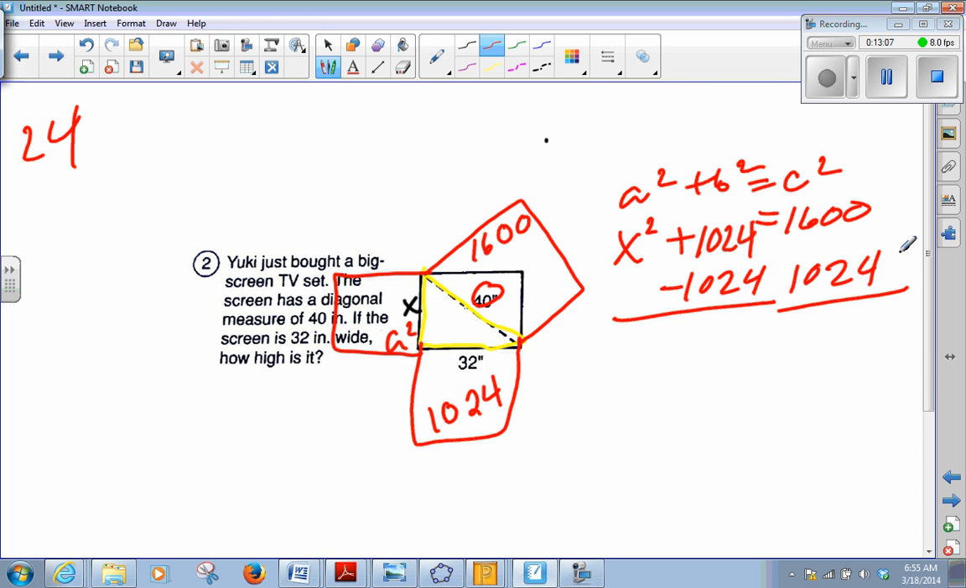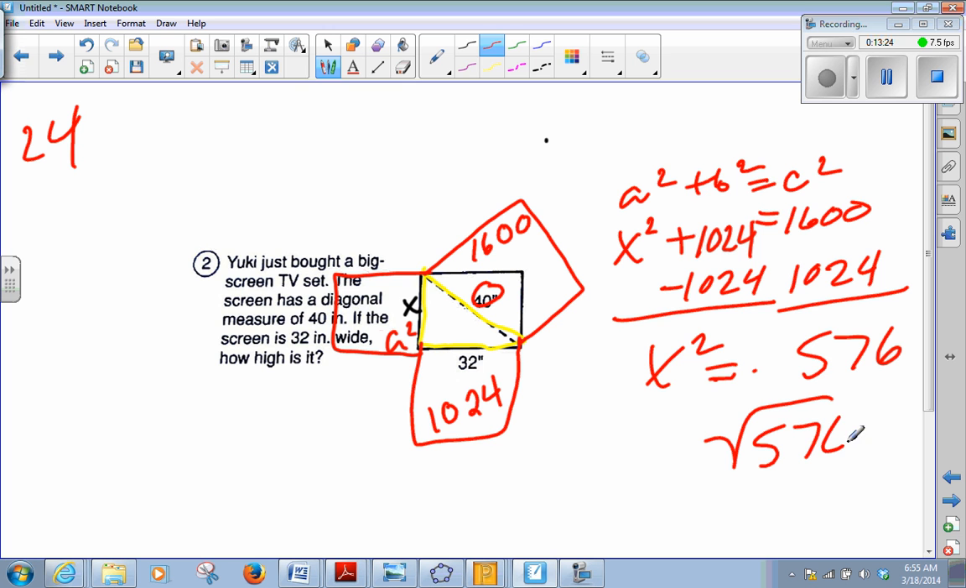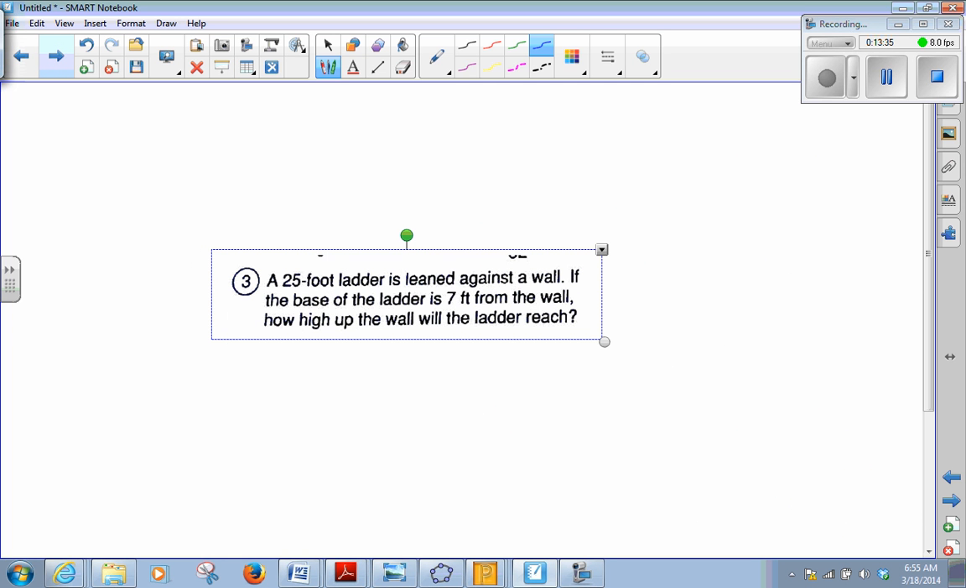So I'm going to do 1,600 minus 1,024, which is 576. So that's x squared. So in order to unsquare it, I've got to get the square root of 576. That means that this side right here is the square root of 576, which is 24. Number 3, you should have gotten 24 also for this answer.